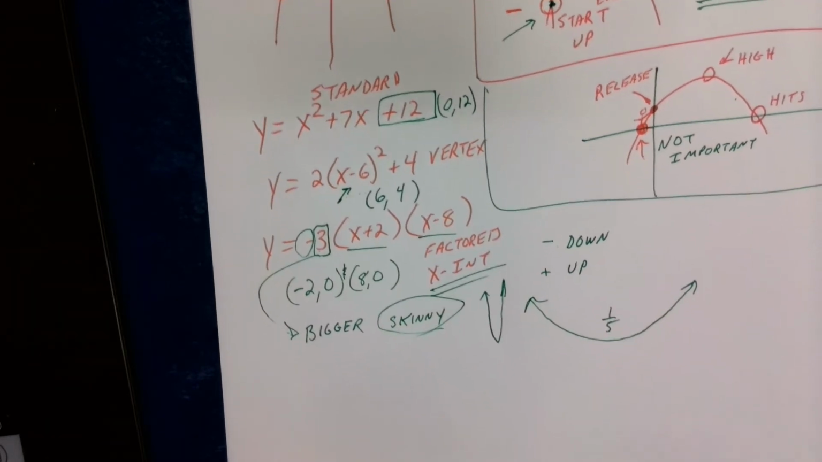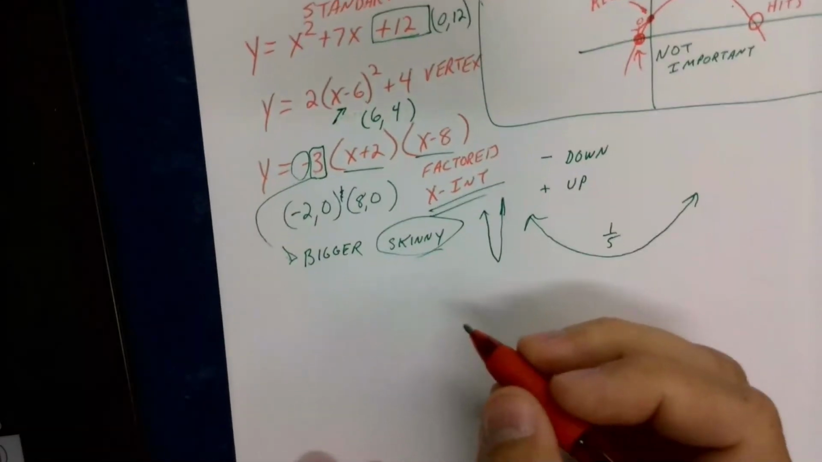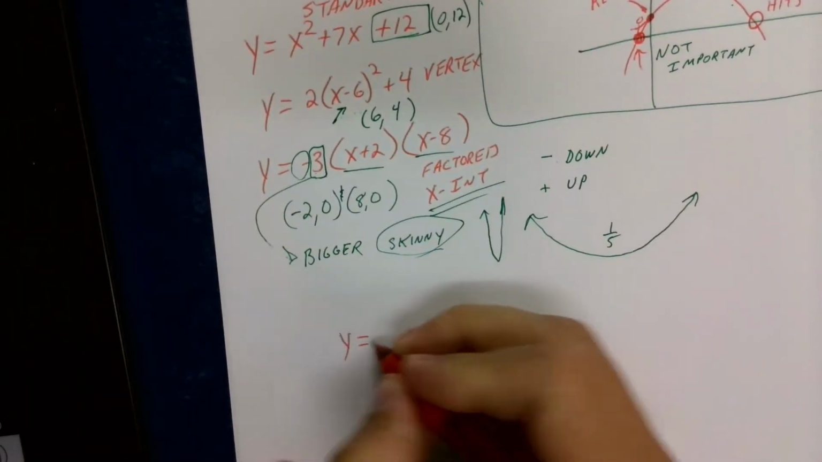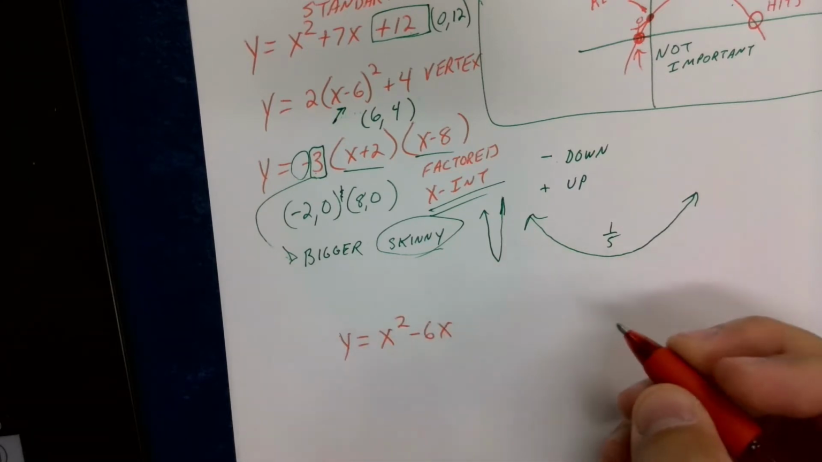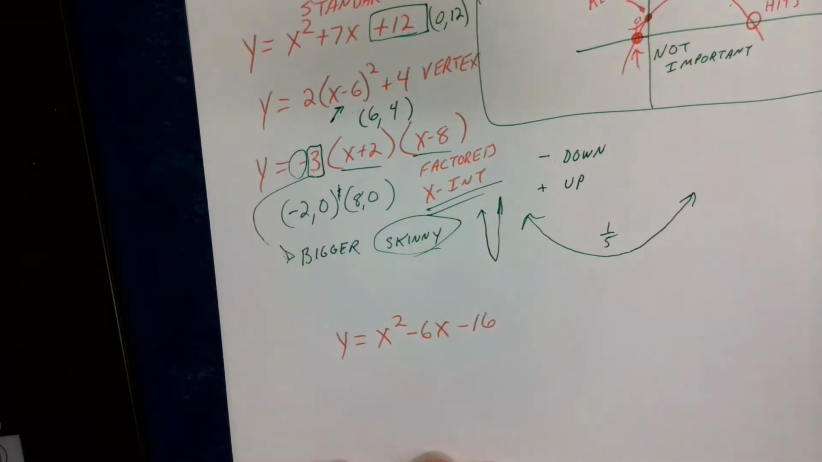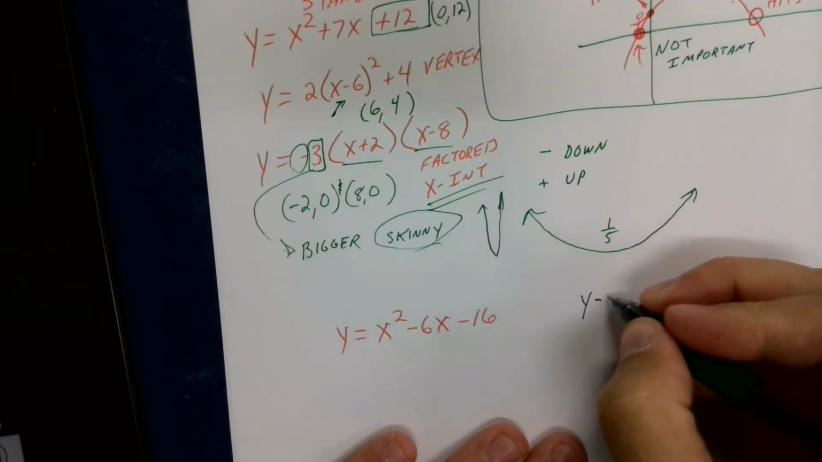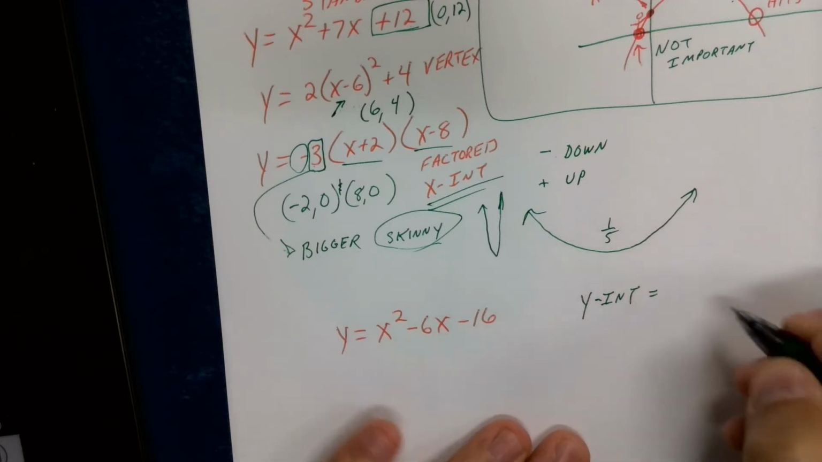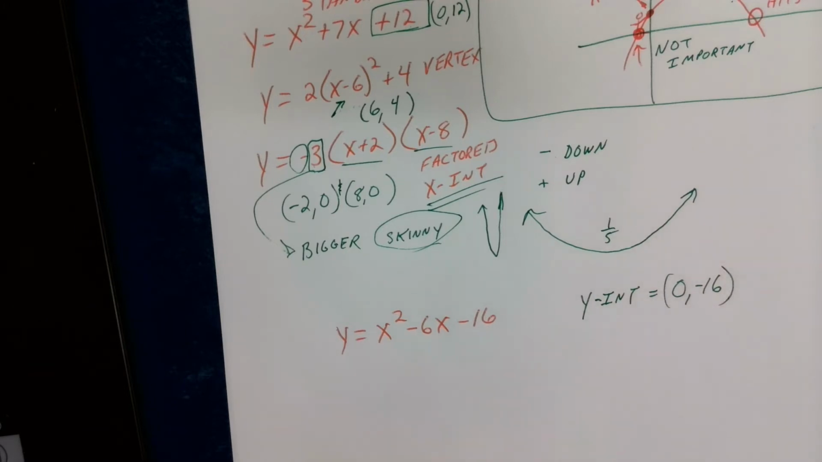So some of the things I'm going to talk about right now is, after we know those forms, there are mathematical ways to go between those forms, and I'll give you a couple quick ones right now. So let's say we had y equals x squared minus 6x, and let's go minus 16. I can look right at this one and go, hey, I know that the y-intercept equals 0, negative 16. I know where it starts on the y-axis.